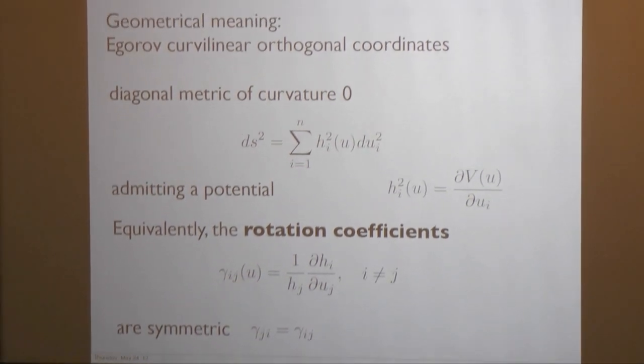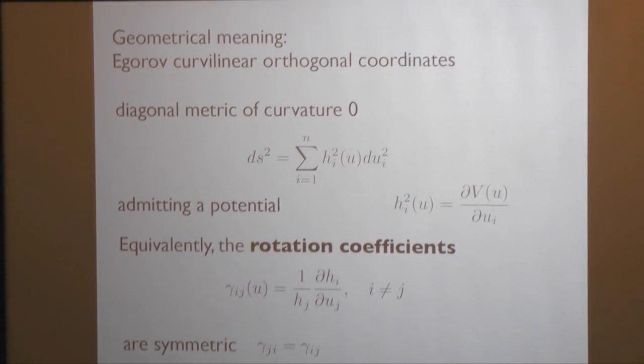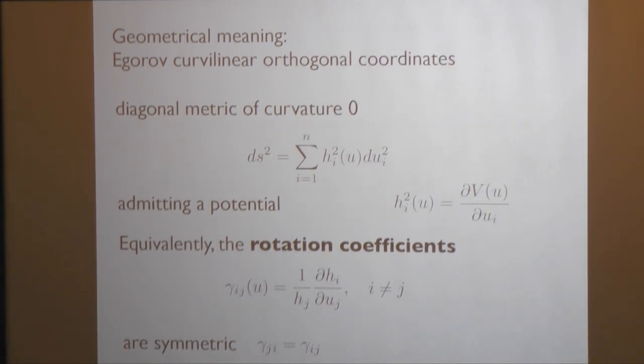So the geometrical meaning of this Darboux-Egorov equation is the following. We consider so-called Egorov curvilinear orthogonal coordinates. What are curvilinear orthogonal coordinates? This is just a Riemannian or pseudo-Riemannian metric in n-dimensional space that is diagonal in certain coordinates u and has curvature 0. That means in some different coordinates the metric can become Euclidean or pseudo-Euclidean. Then the subclass of Egorov curvilinear orthogonal coordinates are those coordinates such that the coefficients of the metric, the so-called squares of Lamé coefficients, admit a potential. There exists some function V such that the i-th diagonal entry is the partial derivative of this potential.